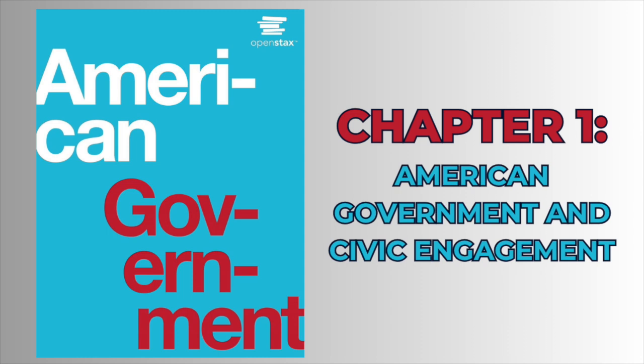Chapter outline. 1.1. What is government? 1.2. Who governs? Elitism, pluralism, and trade-offs. 1.3. Engagement in a democracy.